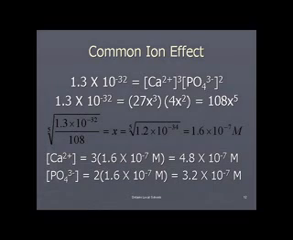Our calcium ion concentration is 3 times that value, 3 times 1.6 times 10 to the negative 7th moles per liter, which would give us an equilibrium concentration of calcium ion in pure water of 4.8 times 10 to the negative 7th moles per liter. Our phosphate ion concentration would be 2 times 1.6 times 10 to the negative 7th moles per liter, which would give us a value of 3.2 times 10 to the negative 7th moles per liter.